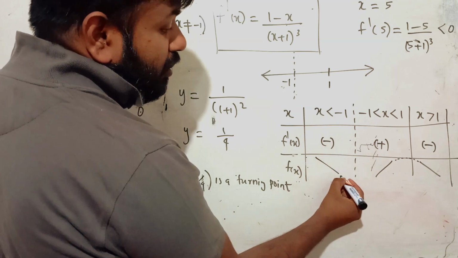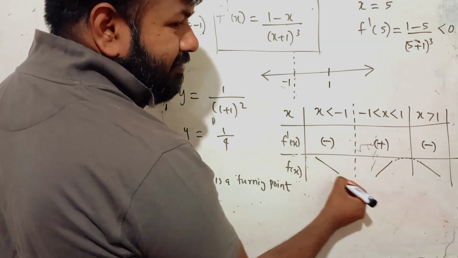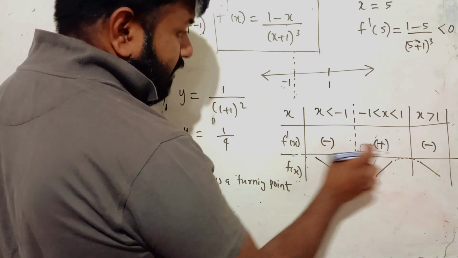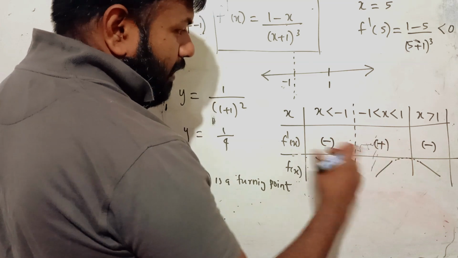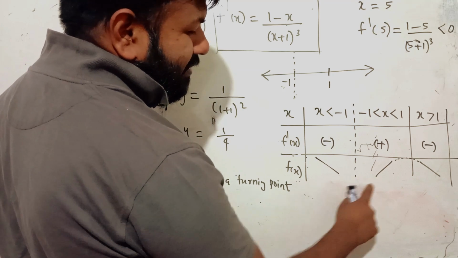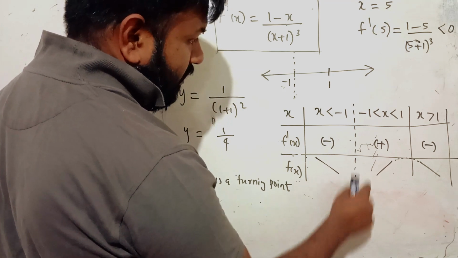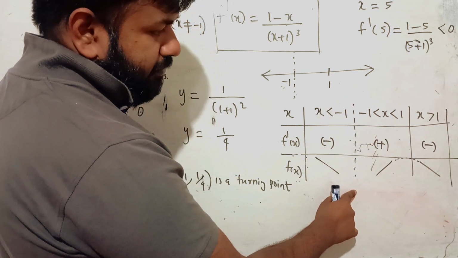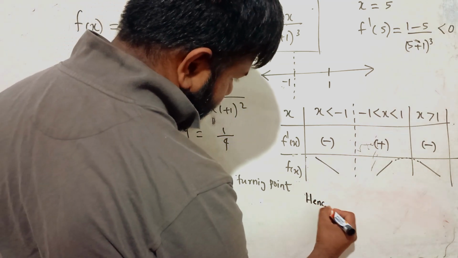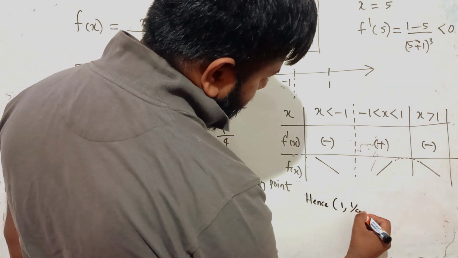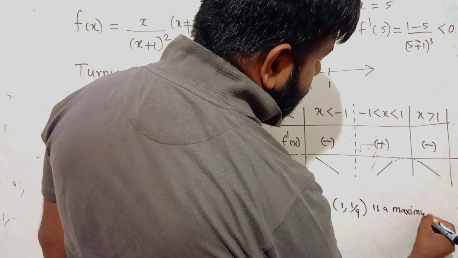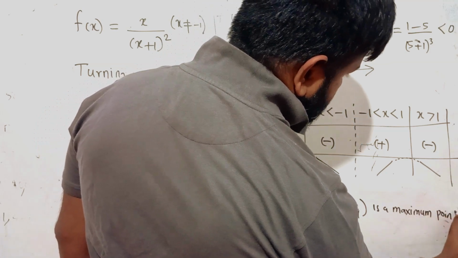But be careful, here you cannot take a turning point. Sometimes after seeing the positive and negative signs near here, you may get confused that there is a minimum point. There are no minimum points here, no turning points, because this is a vertical asymptote. So there's only one turning point, a maximum point. Hence 1 comma 1 over 4 is a maximum point. Understood?